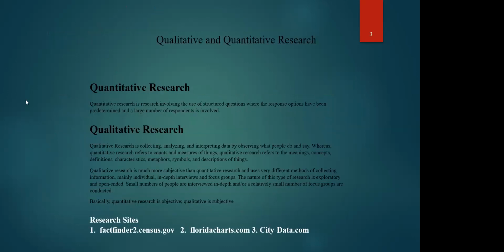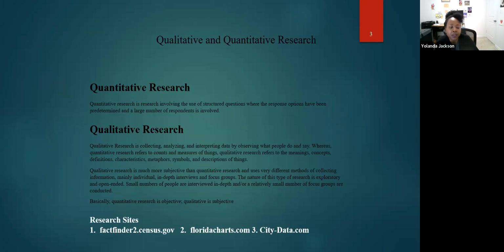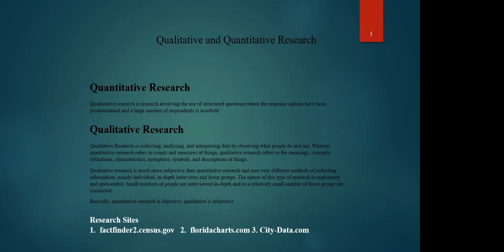Tell me what quantitative research is. Quantitative research is research involving the use of structured questions where the response options have been predetermined and a large number of respondents is involved. Quantitative research deals with the numbers, and we'll go more deep into that as we move forward. For example, in the case of the mother that lost her child to violence in the streets, doing her quantitative research, she will put down how many young people have died from gun violence in the year 2022. See how we get the total number.